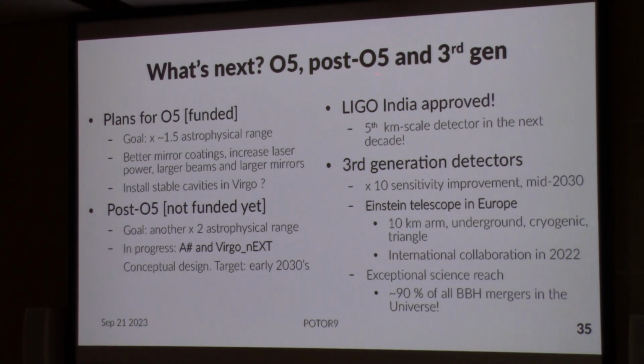There is very good news that has happened recently: the government of India has approved the LIGO India project. So there will be a detector in India that is basically a joint venture with the Americans. They are already building the infrastructure, but now there is a green light for the government to proceed.